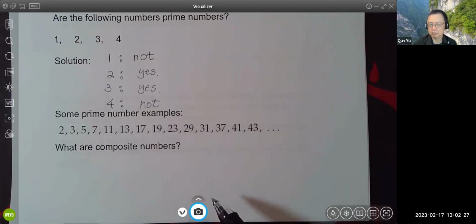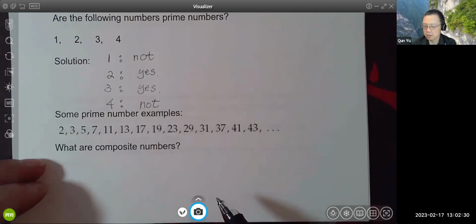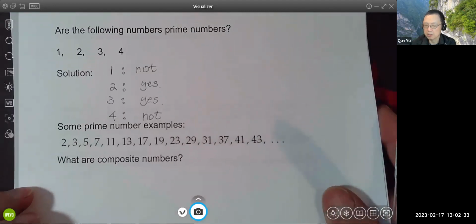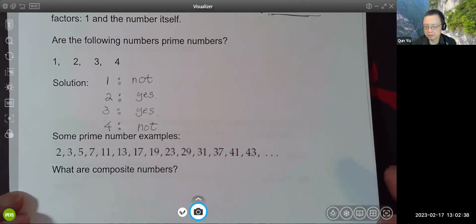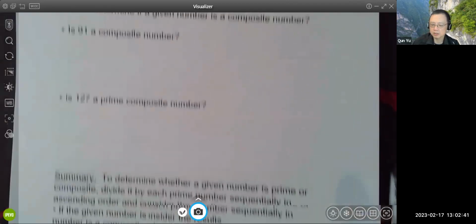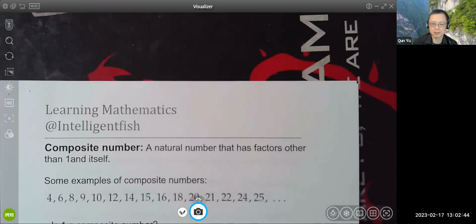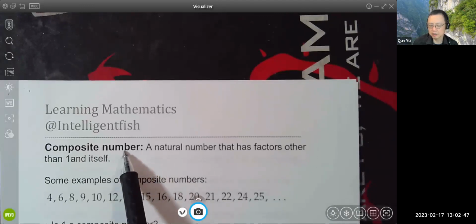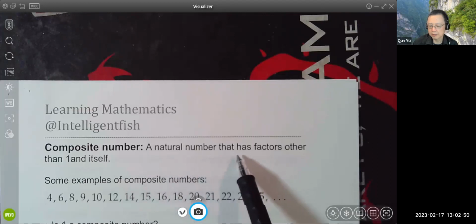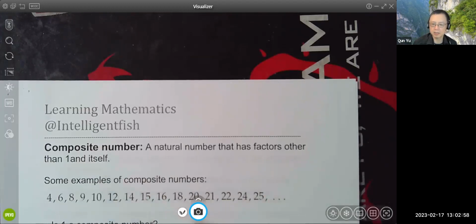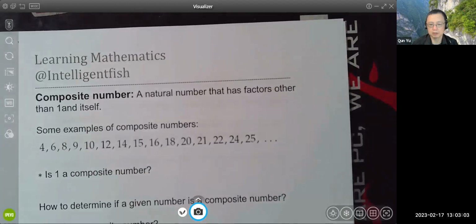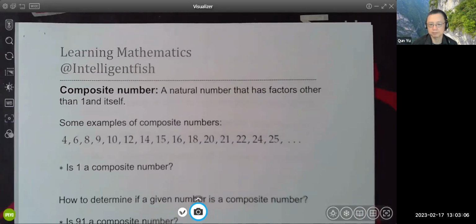Now, what are the composite numbers? Composite numbers are those natural numbers that can be divided by some other numbers other than 1 and itself. So let's look at the definition on this next page. A composite number is a natural number that has factors other than 1 and itself. Say, in addition to 1 and itself, this given number can be divided by something else evenly. So these are some examples of composite numbers.